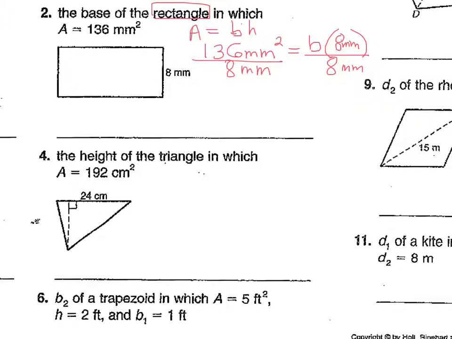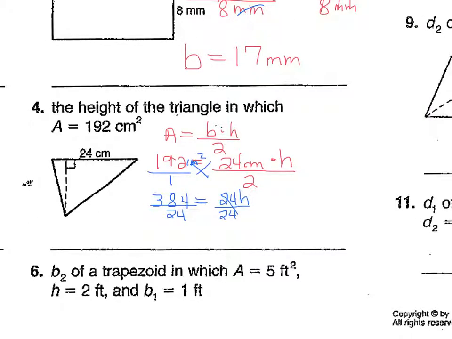And then when you divide by 8 millimeters, see, the square millimeters here is the same thing as millimeters times millimeters. What happens is that you end up canceling one set of millimeters, and you end up with just millimeters. So what is 136 divided by 8? 17. So B equals 17 millimeters. Okay, questions about number 2? No? So now you try number 4. Same concept.